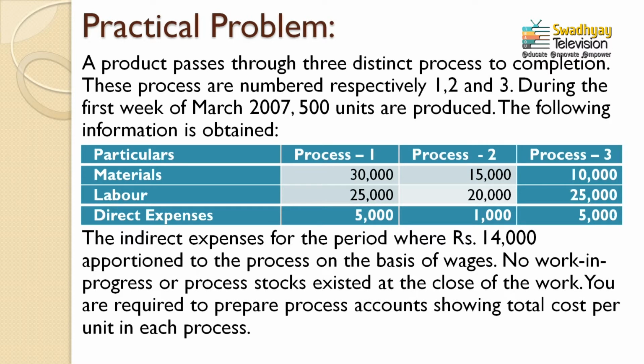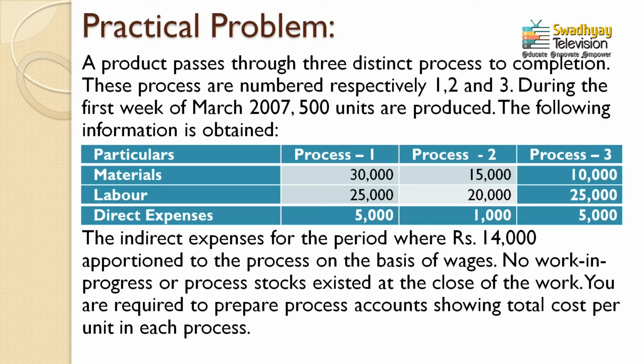See the format. In the format we have 3 different elements of cost, that is material, labor and direct expenses, which have to be divided for all the 3 different processes, process 1, process 2 and process 3. Material expenditures incurred are 30,000 for process 1, 15,000 for process 2 and 10,000 for process 3, as clearly visible in the slide. Labor expenditures are also divided according to the process, that is 25,000, 20,000 and 25,000, as well as direct expenses, that is 5,000, 1,000 and 5,000, as you can easily identify from the table.